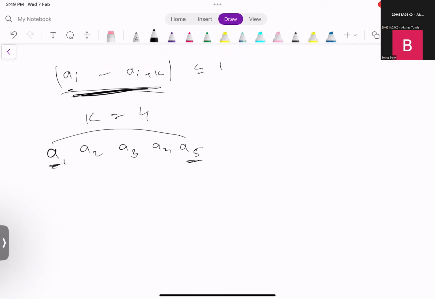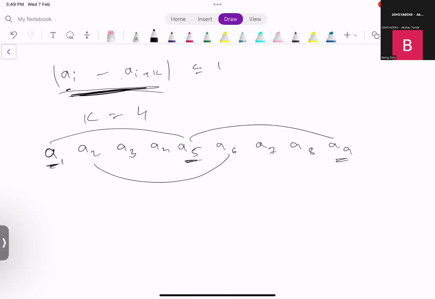Now, a of 1 and a of 5 will have a difference less than or equal to 1, right? Similarly, if we have a of 6, a of 7, a of 8, a of 9, we observe that even a of 9 and a of 5 will have an absolute difference less than or equal to 1, right? Similarly, even a of 2, a of 6 will have, right? A of 3, a of 7 will have, a of 4, a of 8 will have, right? So these pairs of numbers will always have an absolute difference less than or equal to 1, right?